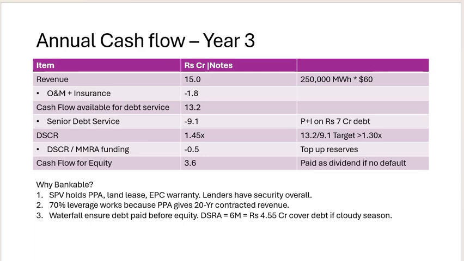the debt service reserve account is 6 months, and Rs 4.55 crore over the debt in the cloudy season. So this is the first example, guys.